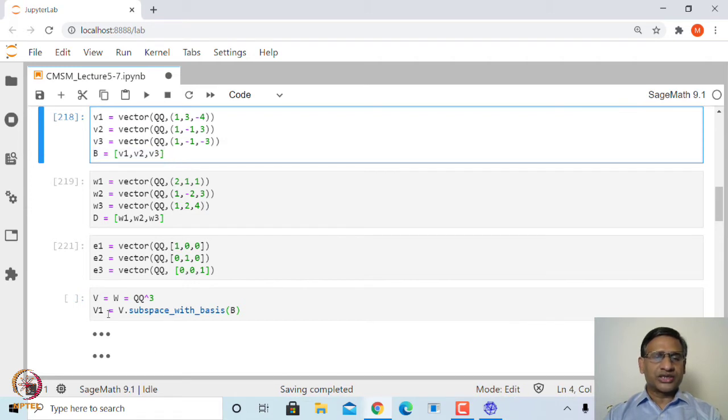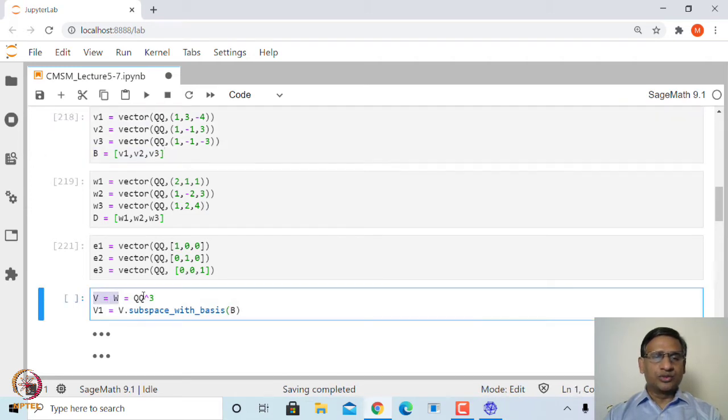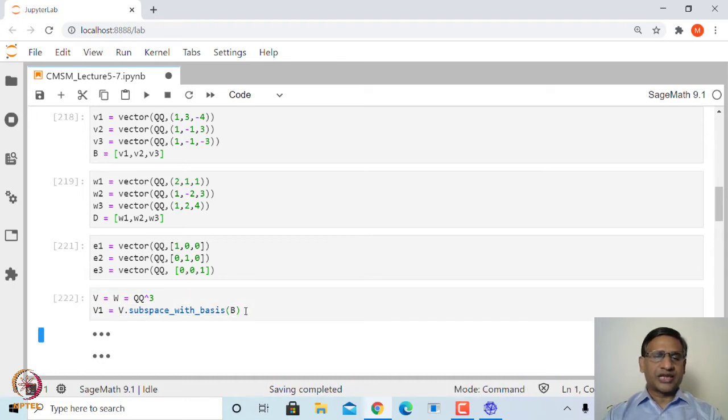So first let us declare V and W as domain and codomain of T. In this case, V and W are the same, and it is equal to Q3. And let us say capital V1 is equal to the subspace of capital V with B as basis. So that's capital V1.